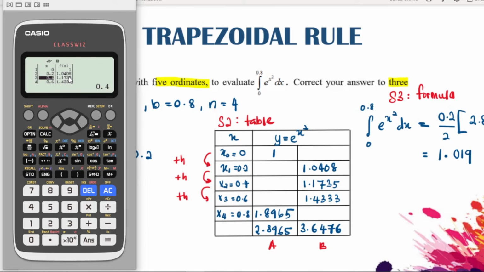Now this is your value of x for this column, and this is your value of y. You can see here we have the first one, 1, which we would like to put here. Then the second one, for 0.2, we have 1.0408. The third one we have 1.1735. The fourth one we have 1.433. And the last one, which should be in this column, 1.8965. Then we just sum up all the values and proceed with the third step, which is the formula. So you can use this method to substitute the values inside your table.